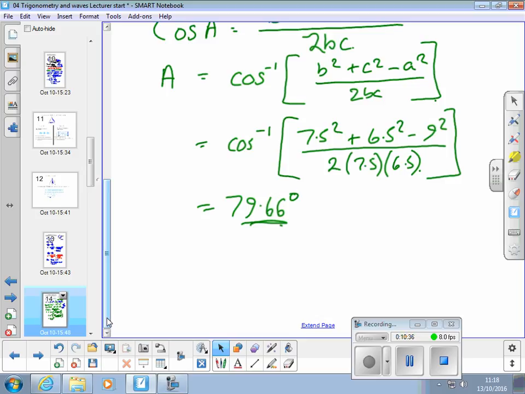B was 55.06 degrees. And a check of that would be to add them all together. They should equal more or less 180, shouldn't they? What I want to do is find the area using the three sides.